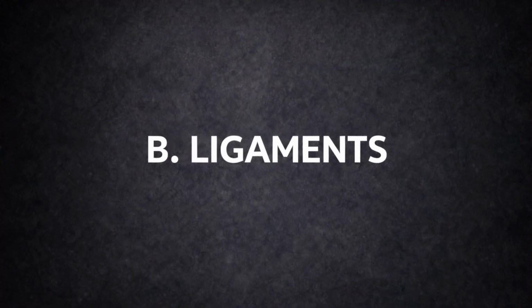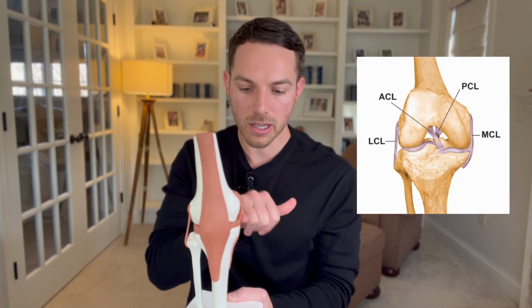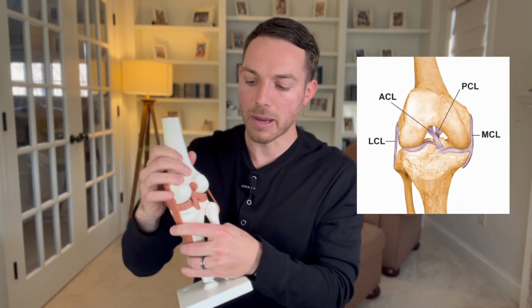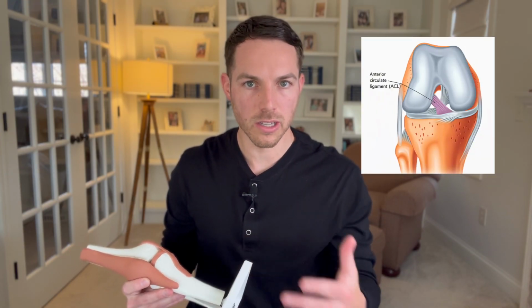The next structures of the knee that we'll talk about are the ligaments. There are 4 main stabilizing ligaments of the knee. There are other smaller ligaments that we won't talk about in this video. We want to talk about the main 4 that you'll see. The main 4 stabilizing ligaments are the LCL, the MCL, the ACL here, if I open that up, and in the back you have the PCL. So the first one is the ACL. The ACL stands for anterior cruciate ligament.